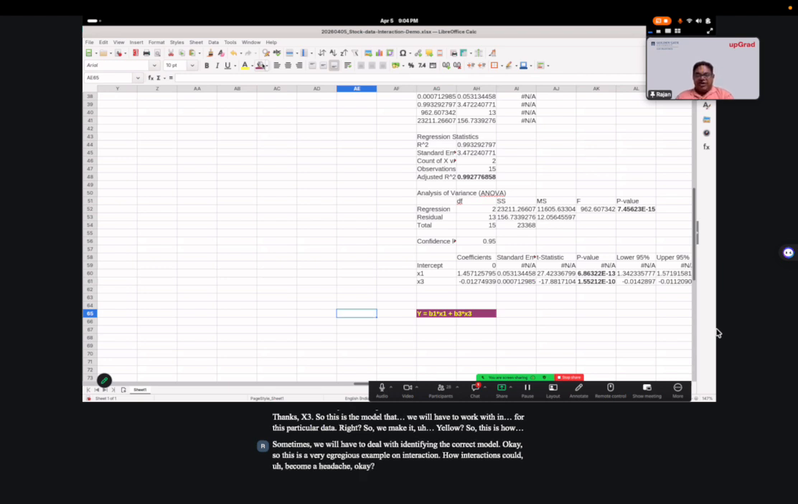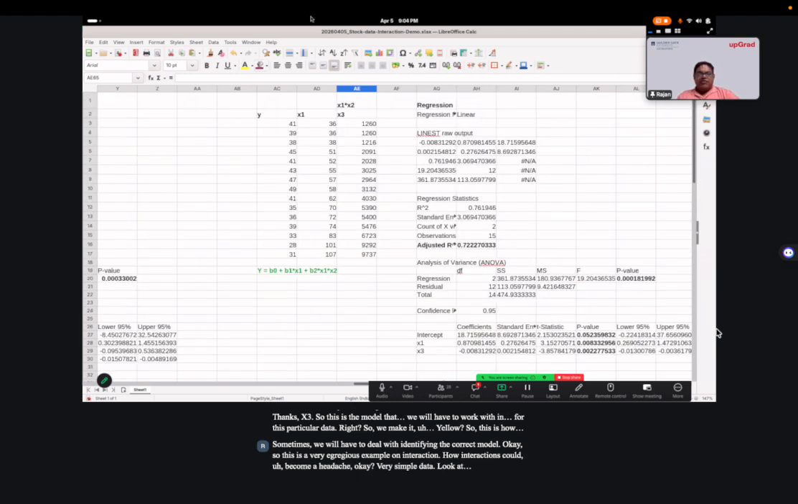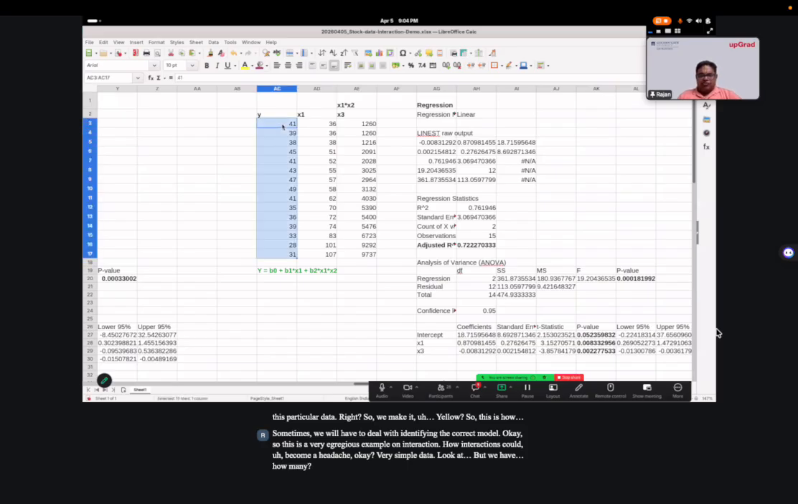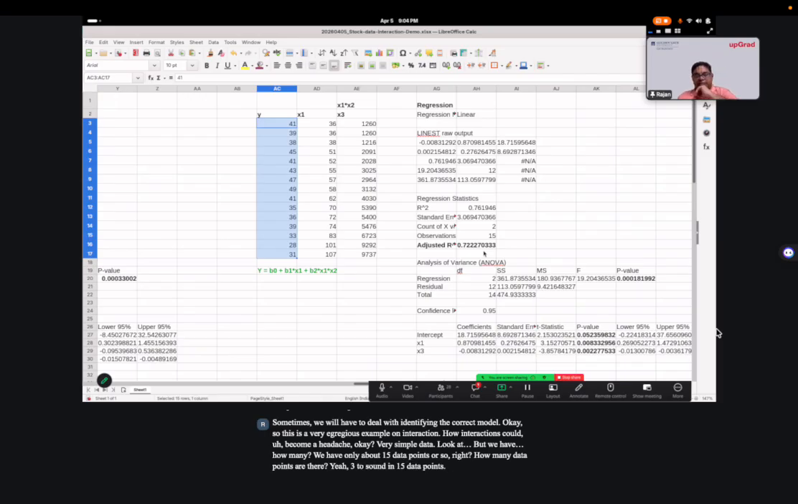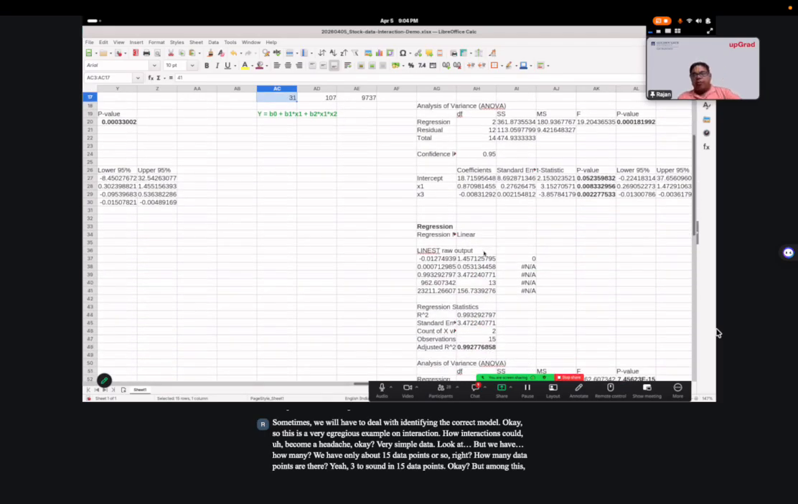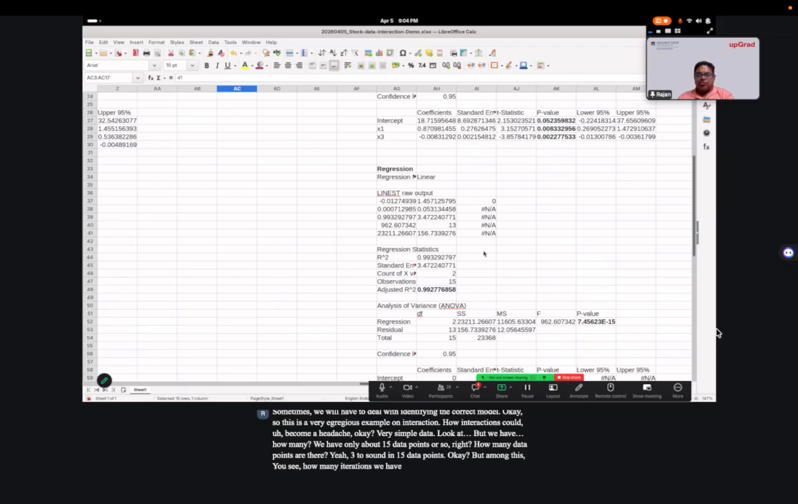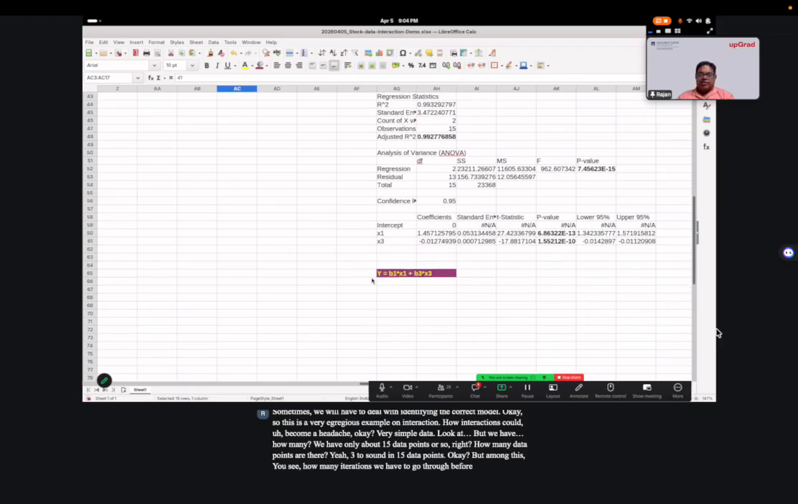Okay, very simple data. Look at what we have. We have only about 15 data points or so, right? How many data points are there? Yeah, 3 to 17, 15 data points. But among this, you see how many iterations we have to go through before you end up with the good model, mainly because of the interaction terms. Okay, I'll stop here. Somebody asked a question.